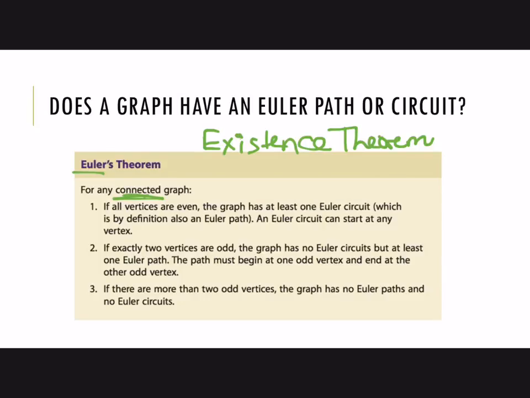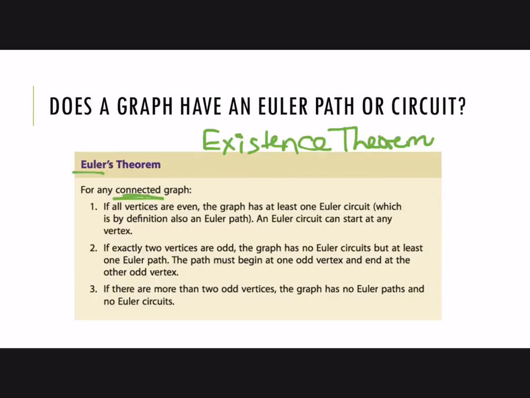If exactly 2 vertices are odd, the graph has no Euler circuits but it does have at least one Euler path. And that path must begin at one of those odd vertices and end at the other one. If there are more than two odd vertices, then there are no Euler paths and no Euler circuits.